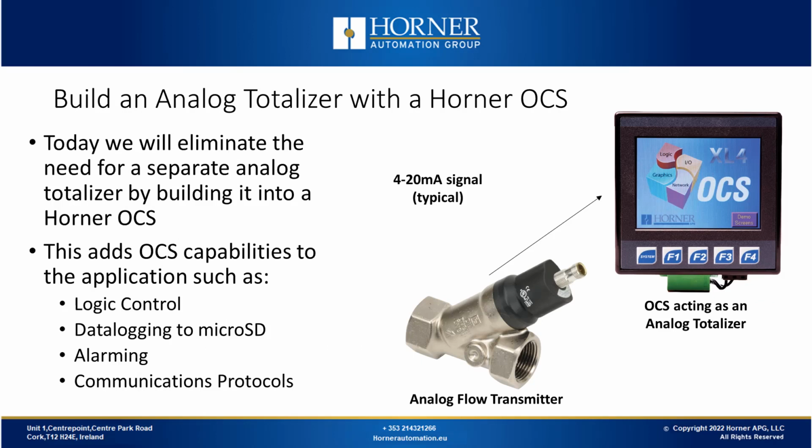There are a few benefits to analog totalizing with an OCS. Firstly, you eliminate the need for a separate instrument to totalize the flow. By having that function built into the OCS, you can utilize the logic control capability, the data logging capability, and the OCS alarming if the flow goes above or below a certain level, and you can also get the totalizer onto an industrial communication network, like Ethernet IP or Modbus TCP.